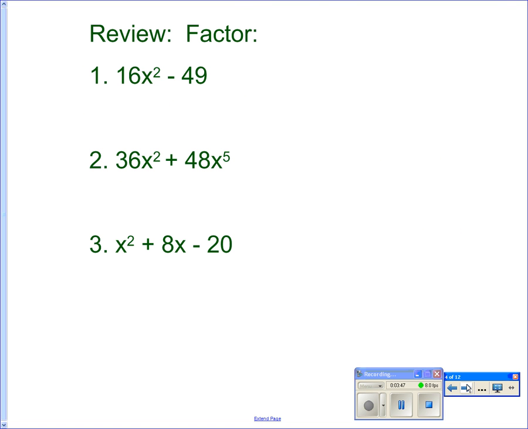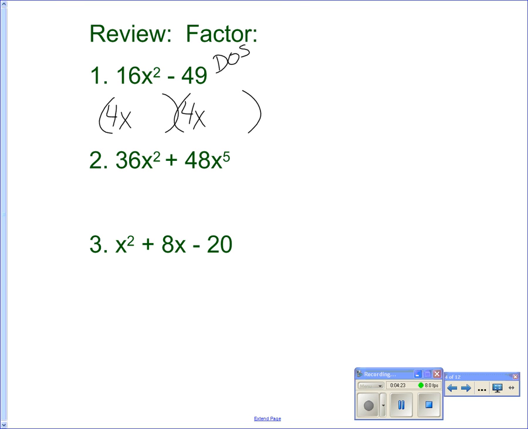16x squared minus 49. So this one is a dos, a difference of squares. Another thing that's helpful to remember with dos is it will be 2 parentheses. It will be dos parentheses. And you're splitting it up. What times what gives you 16? 4, and you put it in the front because 16 was in the front. And x squared splits into x and x.